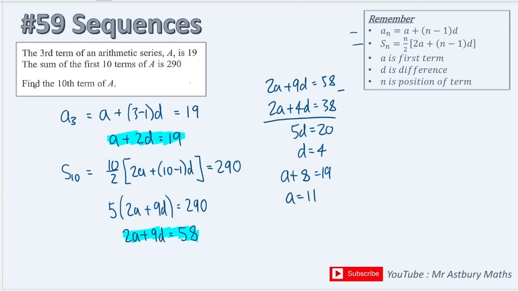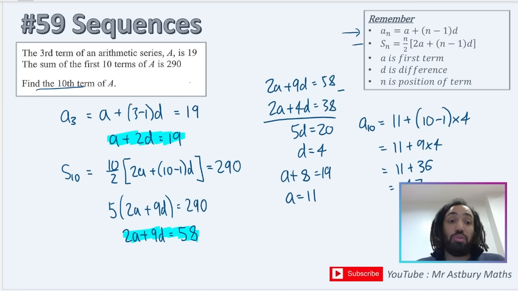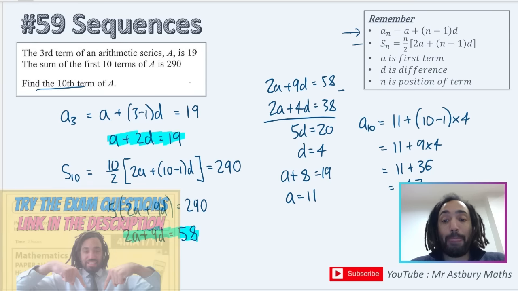Great. Now I can work out the tenth term by using the nth term formula at the top here. So I want a10, and that's equal to a, which is 11, plus n, which is 10 minus 1, multiplied by d, which is 4. So this gives me 11 plus 9 times 4, which gives me 11 plus 36, which gives me 47. Okay, that's a classic question which combines the summation and also the nth term. These questions are really tricky, so give them a go, the exam questions above.